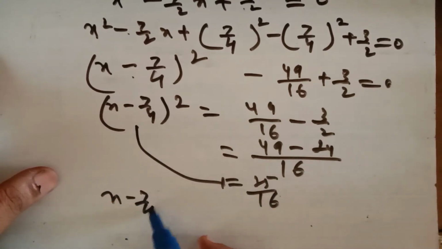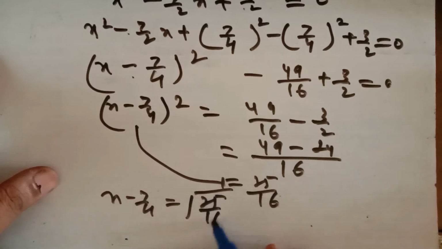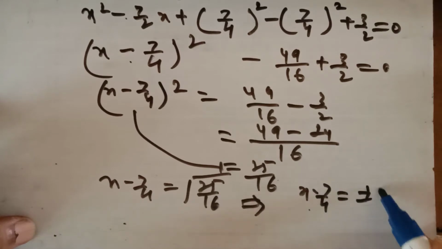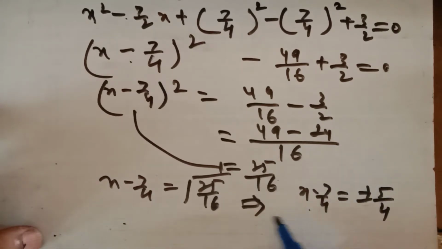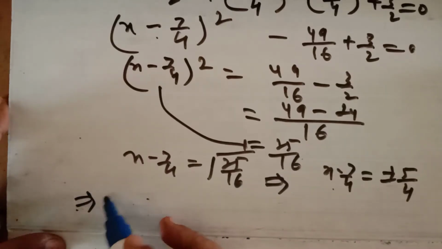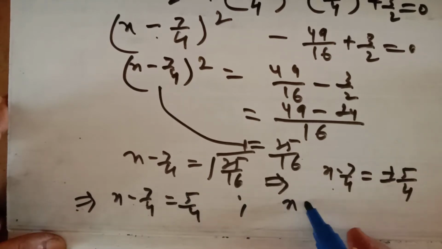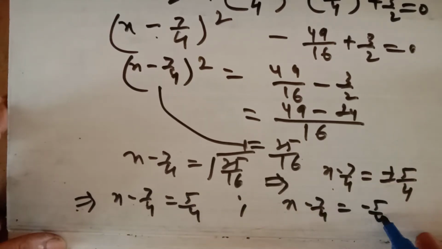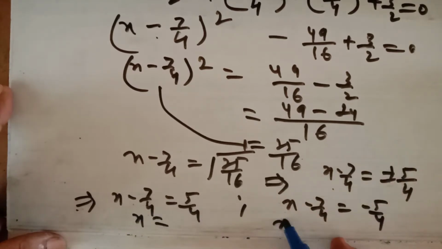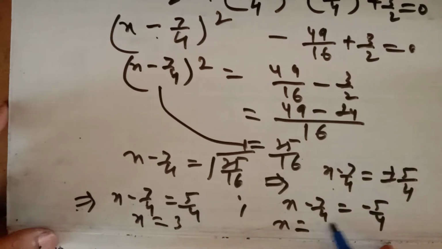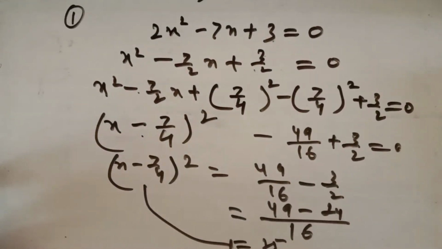When you take the square root, it will be 25 upon 16. And simplified, x minus 7 upon 4 will be plus minus 5 upon 4. So like this, one value is obtained by putting it equal to 5 upon 4, and the second value is obtained by putting it equal to minus 5 upon 4. And you'll get two values of x, 12 upon 4, that is 3, and 2 upon 4, that is 1 upon 2. So these are the roots of this quadratic equation by completing the square or making the perfect square.